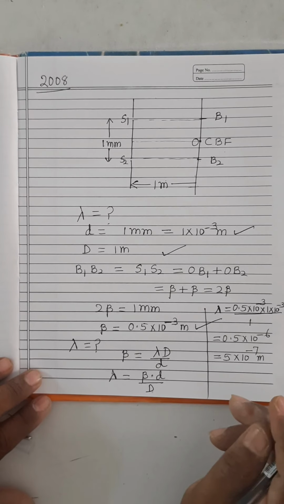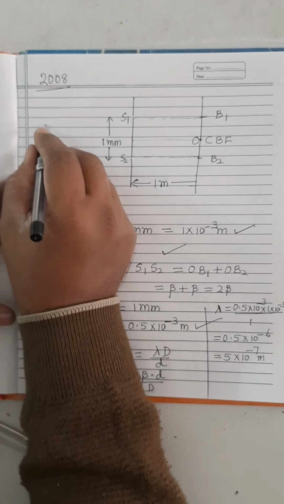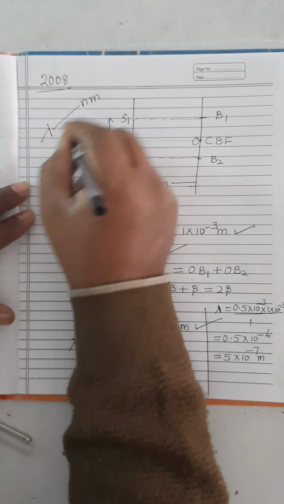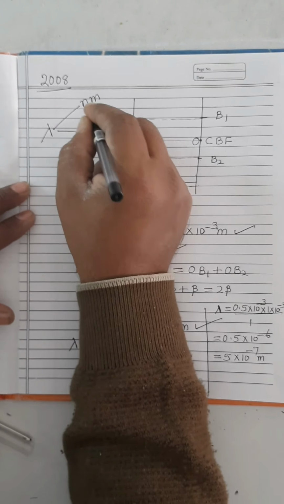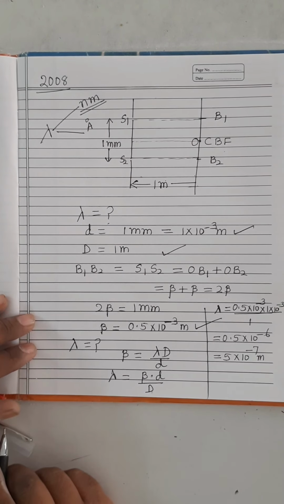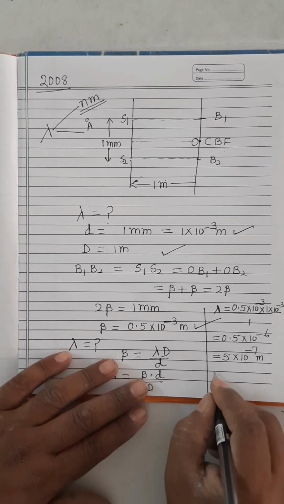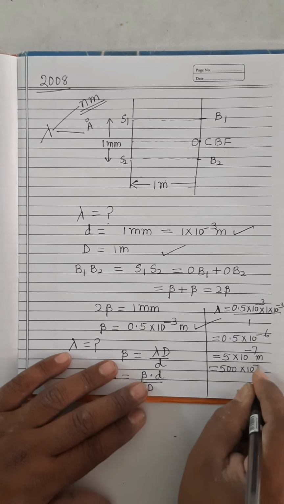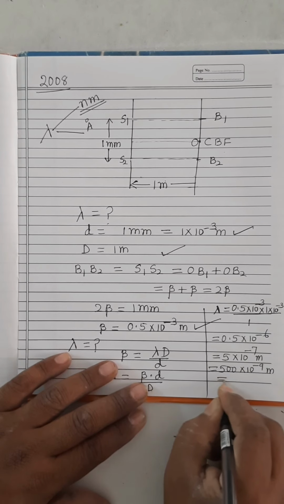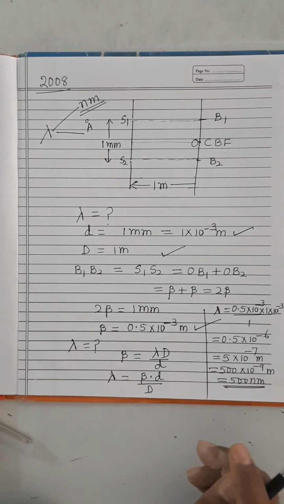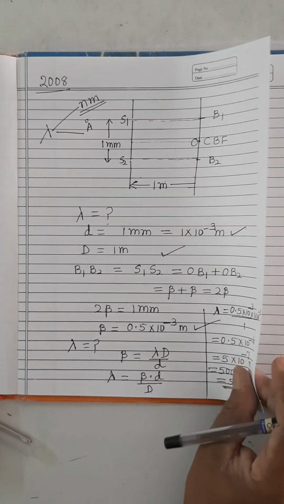But all of you remember one thing, अगर वेवलेंथ पूछी गई है, then either you will write the answer in nanometer or in angstrom. Preferably it should be written in nanometer. 1 nanometer equals how many meters? 10 to the power minus 9. So you can write 500 into 10 to the power minus 9 meter, that is 500 nanometer. This will be the wavelength. It's clear? Now you can see one more question.